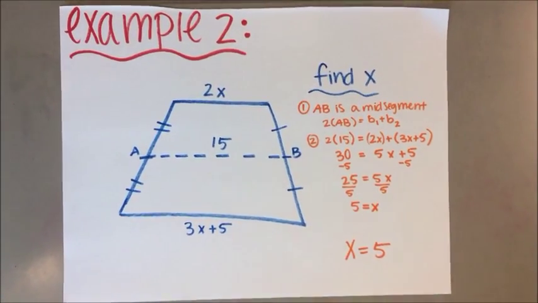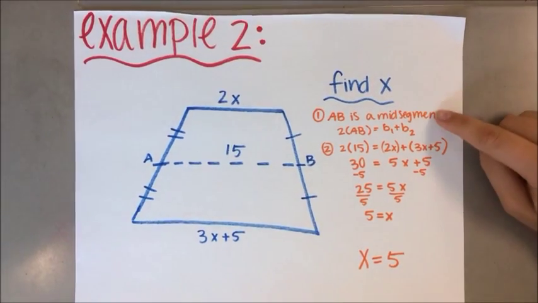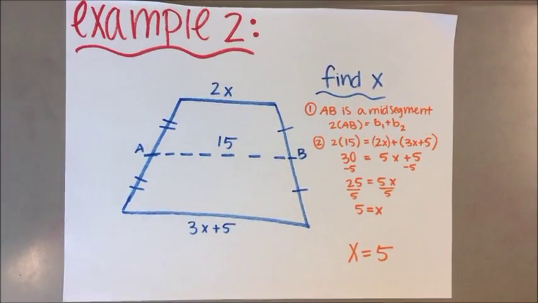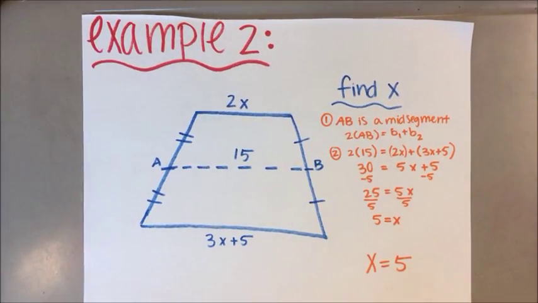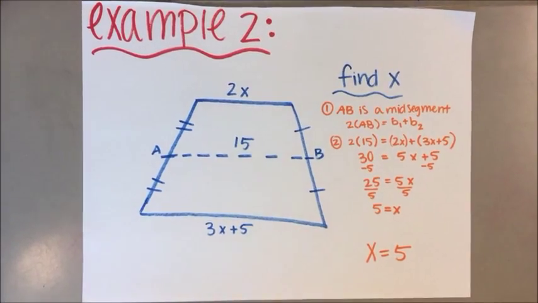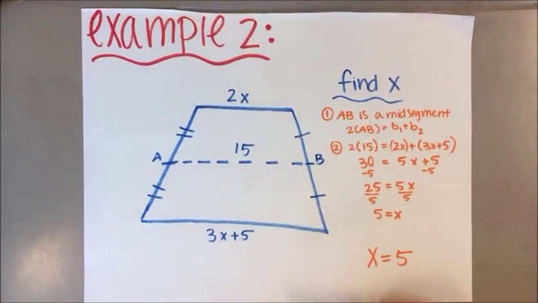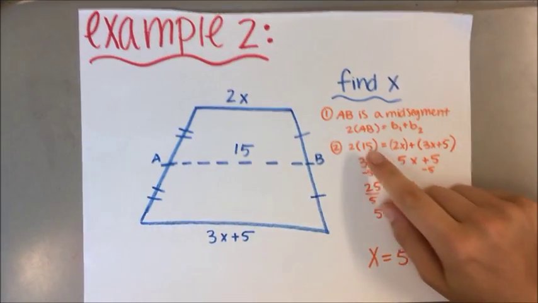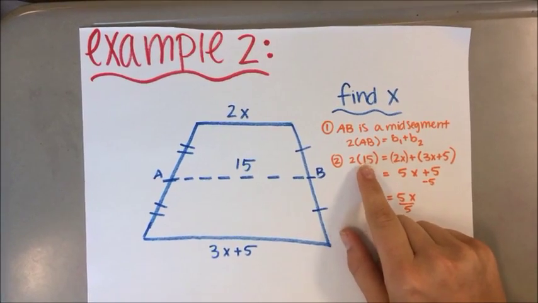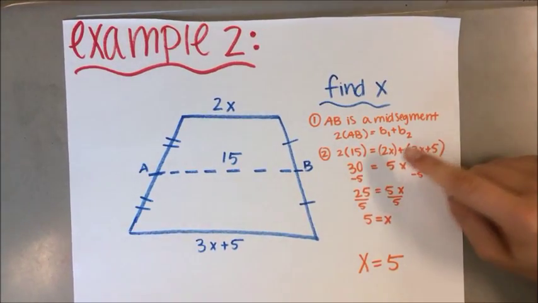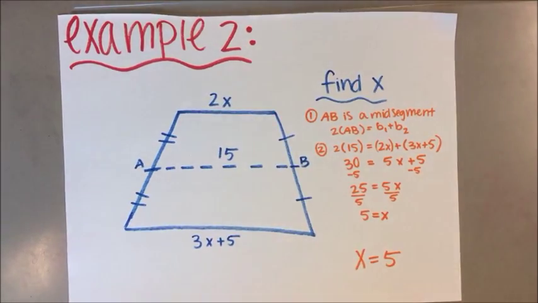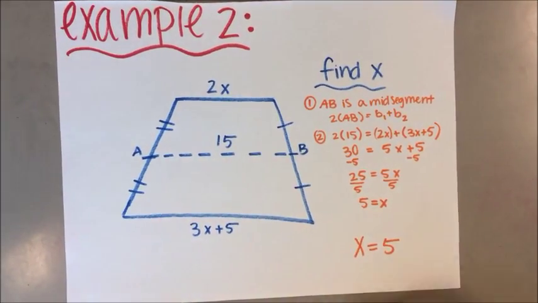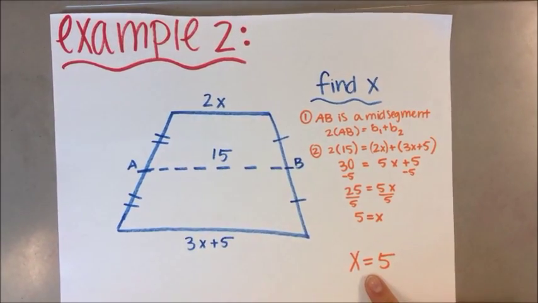Example 2. We're given this trapezoid. We're also given that AB is a mid-segment, which means that both of these sides are congruent to one another. We also know that the mid-segment is half of the sum of the bases. So 2AB is equal to base 1 plus base 2. So we multiply the length of AB, which is 15, times 2, and then make that equal to the sum of the bases. Overall, we get 30 equals 5x plus 5. Then, when you solve it algebraically, you end up getting x equals 5.